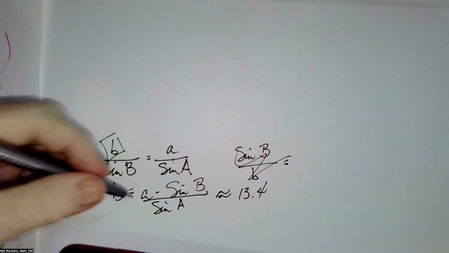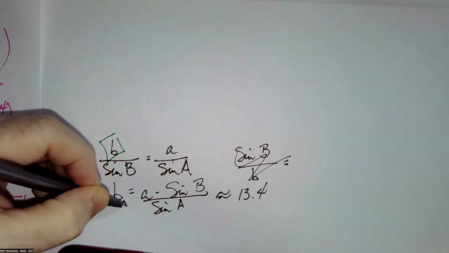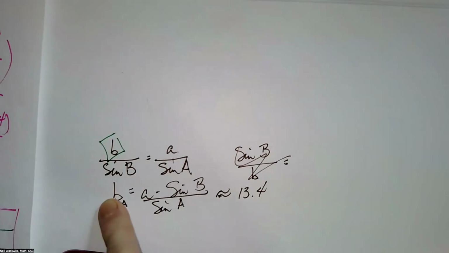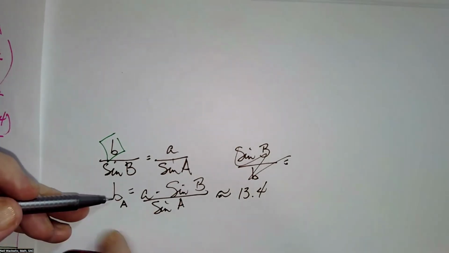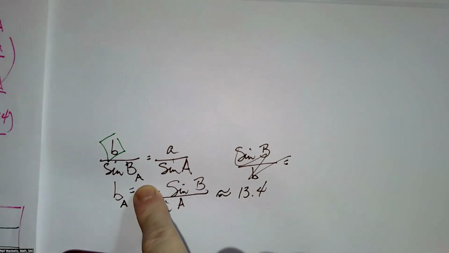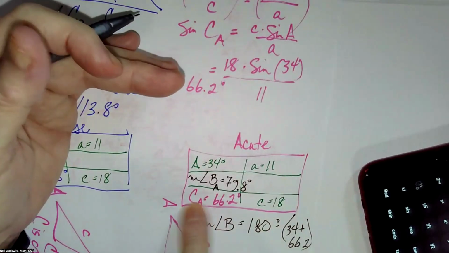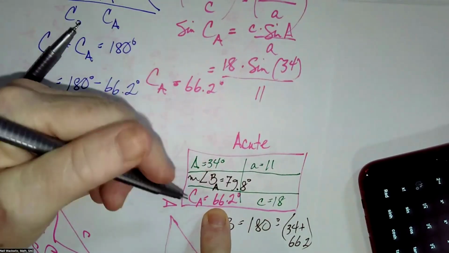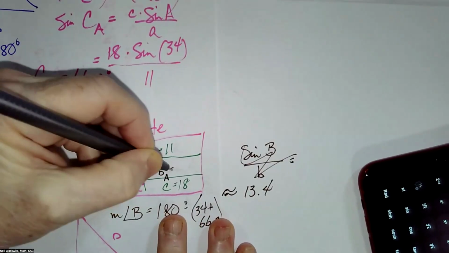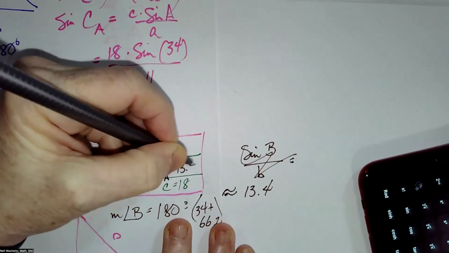Now, I'm going to put a little capital A for acute next to that, because this value for B and the value for angle B all relied on using the acute value for angle C. So we have B acute equals 13.4.